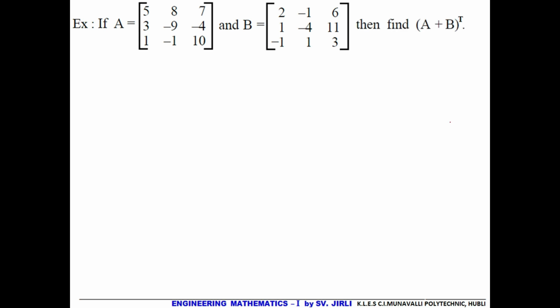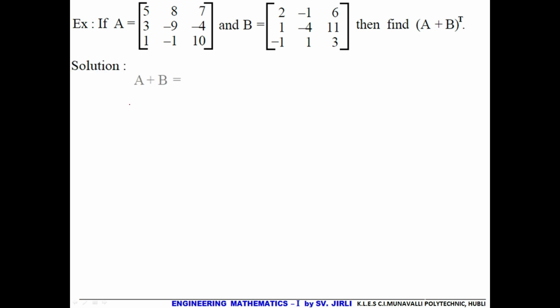Please copy the example. If A equal to the matrix written and B equal to the matrix, then the question is find (A plus B) raised to T. It means transpose of A plus B. Here we have to plan the steps. First we find A plus B, then we take the transpose of A plus B. Let us see in detail.